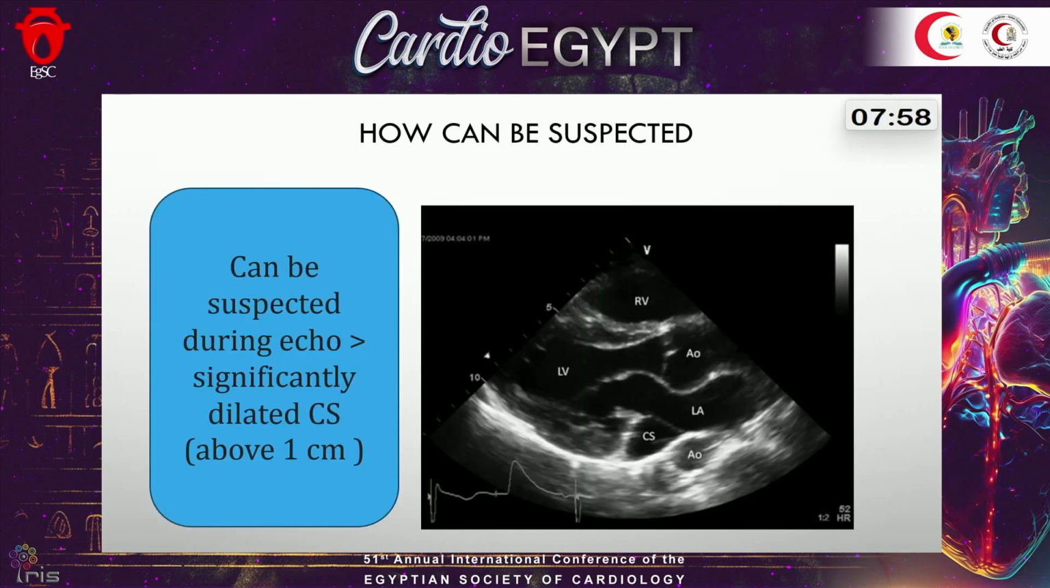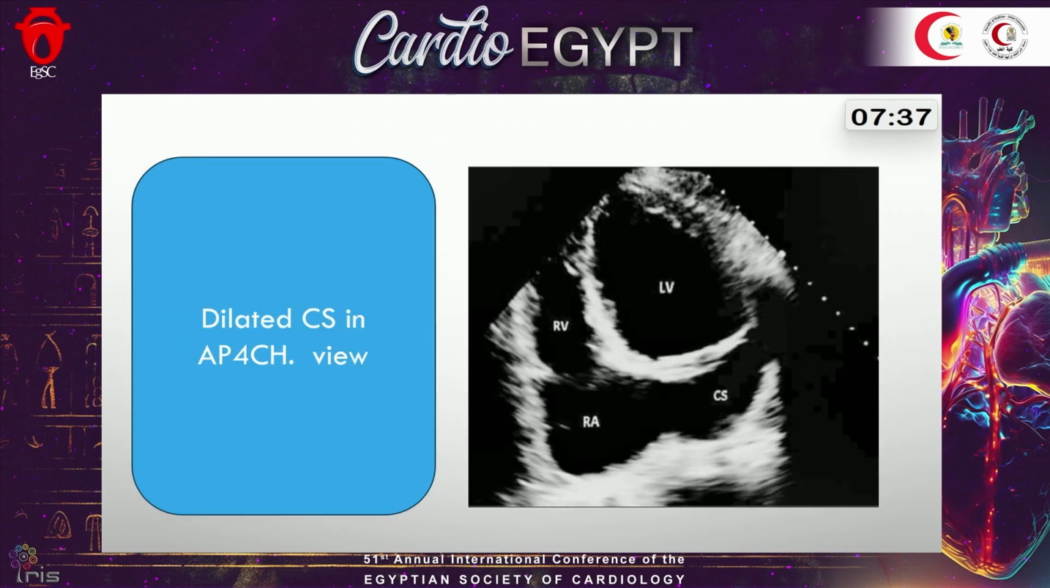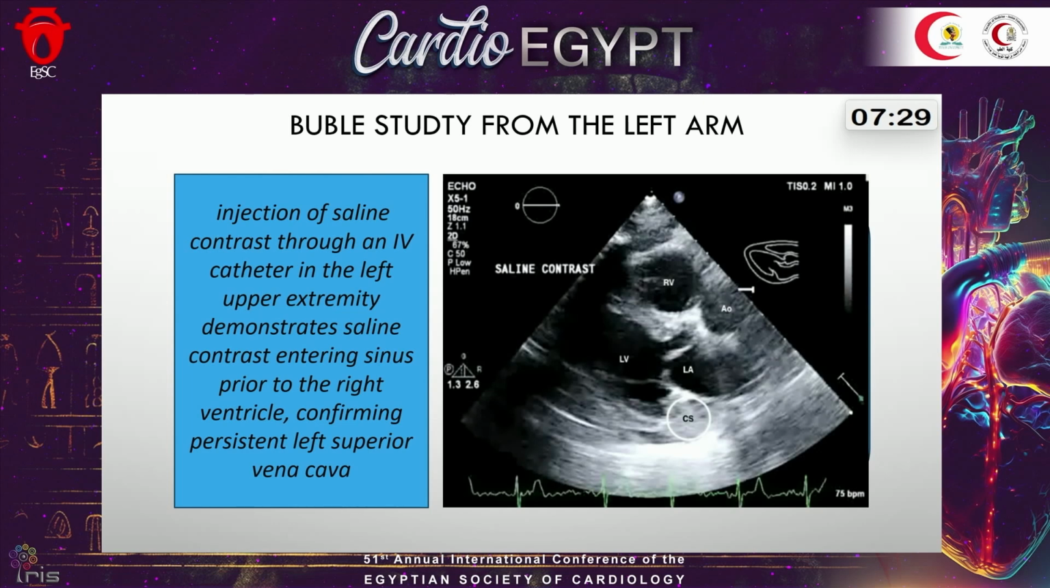How can we suspect the presence of persistent left superior vena cava? First, from echo, we will find an accidentally dilated coronary sinus. Usually it is less than 1 centimeter in diameter, but if we find more than 1 centimeter, we should suspect it and confirm in the apical 4. With just gentle manipulation of the probe, we will find a very big CS draining into the RA. More confirmation by the bubble study, agitated saline.